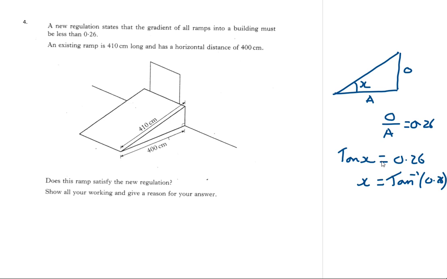So shift tan 0.26, that's 14.57 degrees. So that's the safe angle. That's the maximum. So you say it must be less than, so that's the maximum angle that we can go to. So let's try and compare our actual angle to the maximum. Okay, so there's our angle in here. So that's going to be the opposite. That's going to be the adjacent, and that's going to be the hypotenuse.